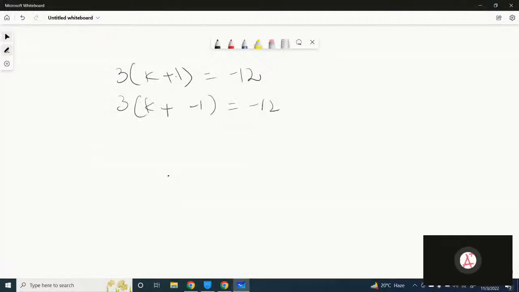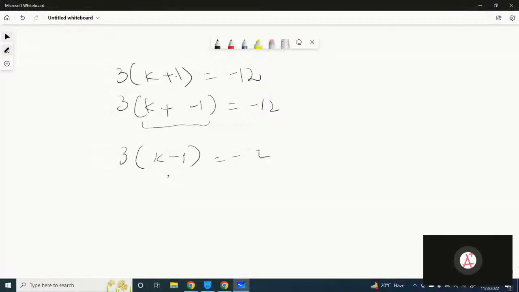Okay, let's just solve the things that are inside the bracket. Adding a negative number is same as subtracting the number. Got it? Adding a negative integer is same as subtracting an integer. So it would be k minus 1.